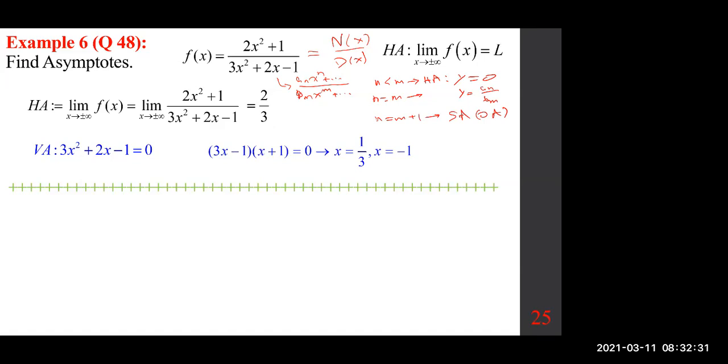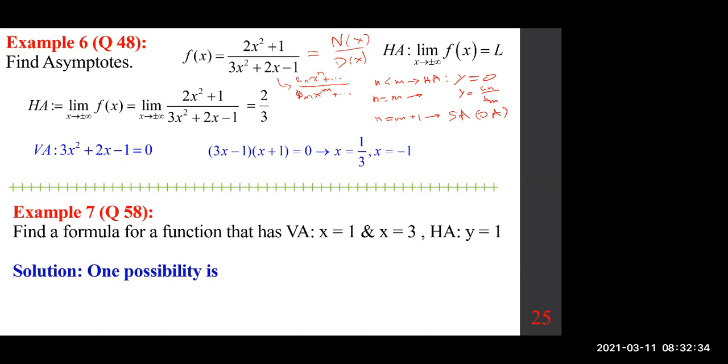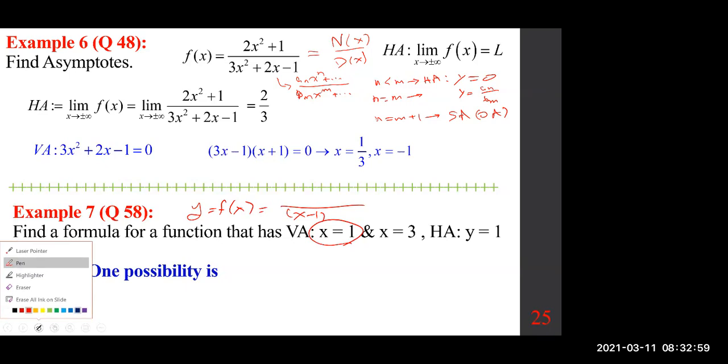Anyways, here's the next one. We want to find a formula for this function based on the given. There are really infinitely many solutions, but to give you an idea, you can say y or f of x equals, so VA x equals 1, so you have a factor of x minus 1 in the denominator. X equals 3, so you must have a factor of x minus 3 in the denominator. Okay, does that make sense, everybody, so far?